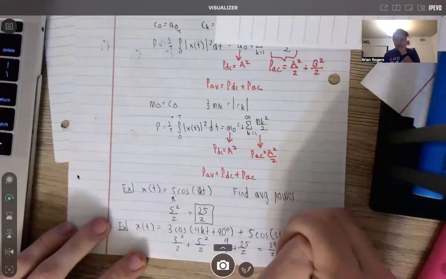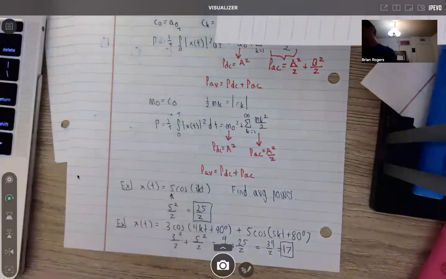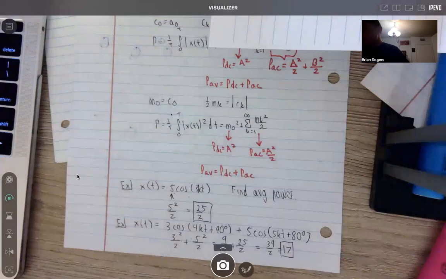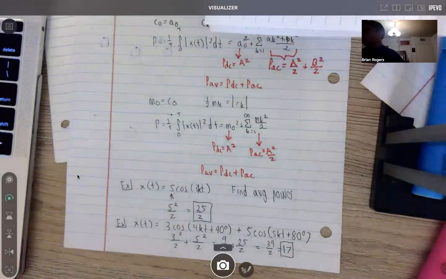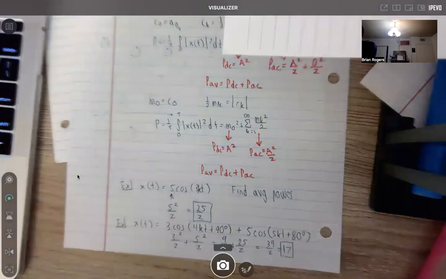There you go. And so now that we got that, we can get a little into the truncated Fourier series and why you might see that.